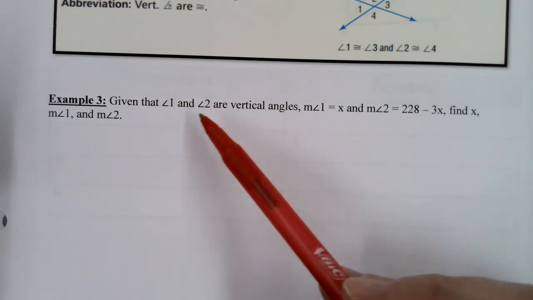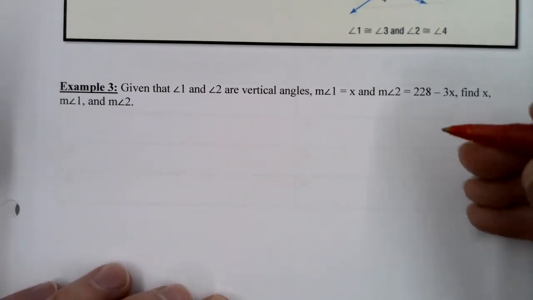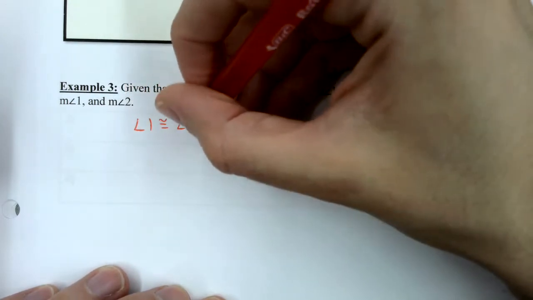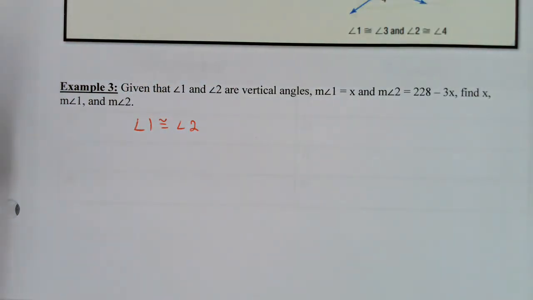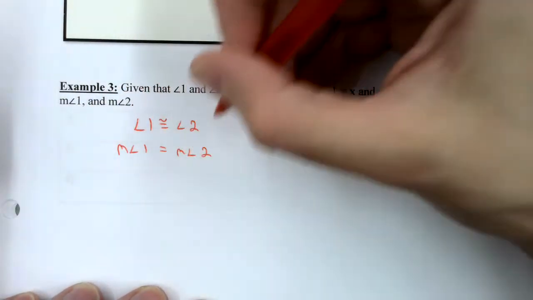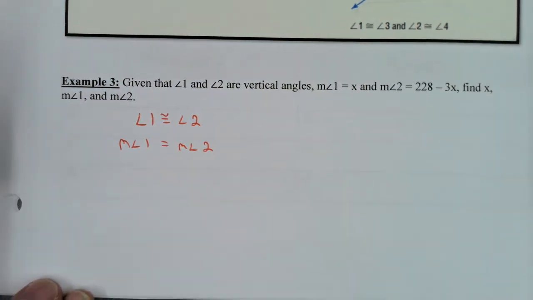Okay, so since angle 1 and angle 2 are vertical angles, it means that they are congruent by the vertical angle theorem. So angle 1 is congruent to angle 2. That means that their measures are equal. So it means that the measure of angle 1 equals the measure of angle 2. So set them equal and solve.